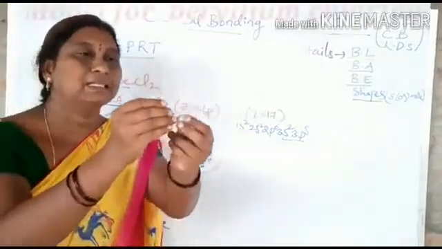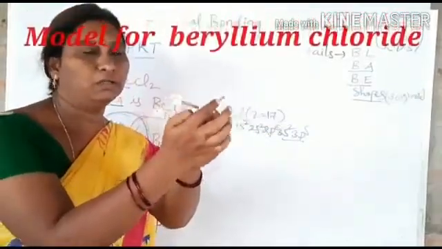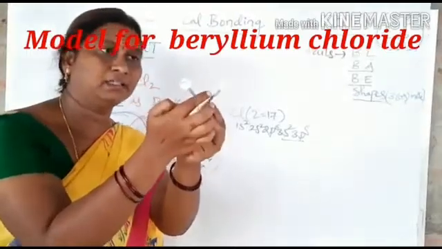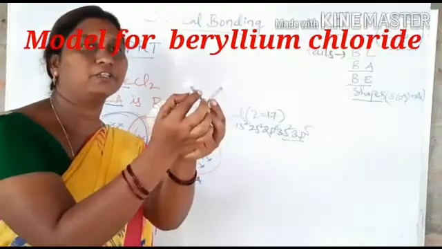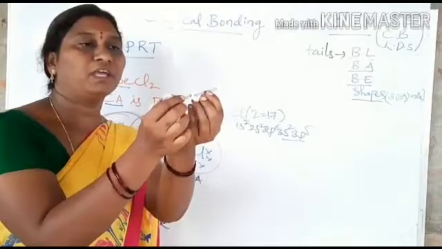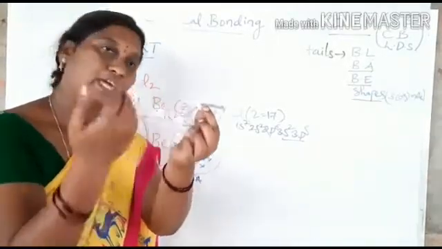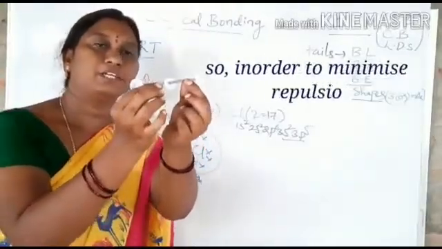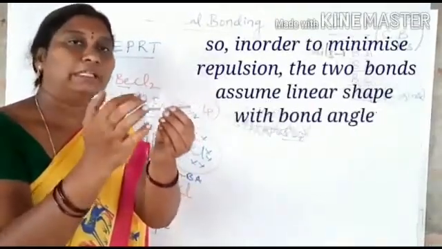So think of this as the central atom beryllium, and this is chlorine and this is chlorine. If the 2 bonds are like this, these are the electrons and these are the electrons. These are the negatively charged electrons, so they undergo repulsion like this. If they come again like this, then they are again nearer to each other, so they again undergo repulsions. So in order to minimize the repulsions, they move as far apart as possible.